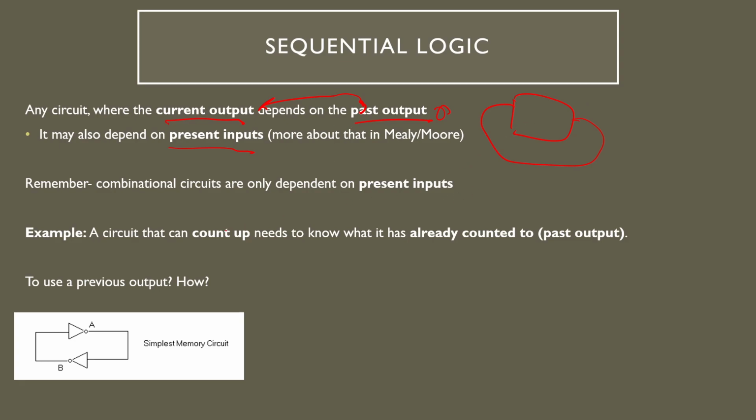Why is this useful? For example, a circuit that can count up needs to know what it's already counted to. So if I told it to keep counting till you die, basically you will start at 0 and then say 1, 2, 3, 4, 5, and so on. You'll remember the number you counted to and count up from that, which then makes the number you've already counted to, and so on and so forth. That's what is called sequential logic. It causes a sequence of events.